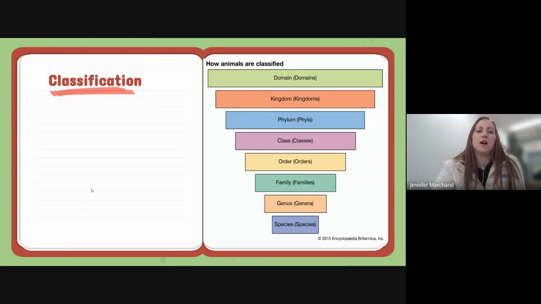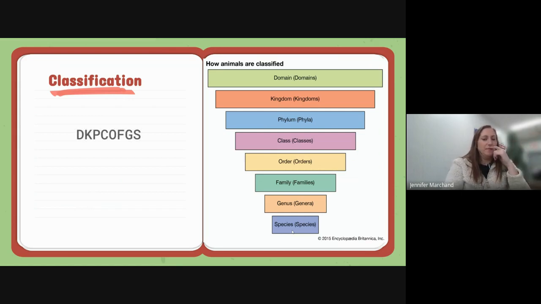So this is our classification system. This is how animals are classified, or not even animals, this is how all organisms are classified. Domain up here, as you can see, is the biggest block, because it's the most broad area. Then as you go down the pyramid, or down the triangle, the blocks get smaller and smaller, because down here in species, that's the most specific way you can classify an organism.